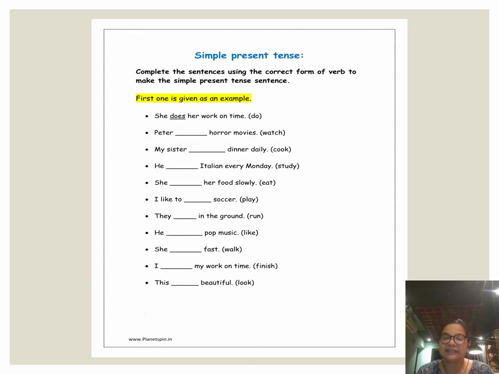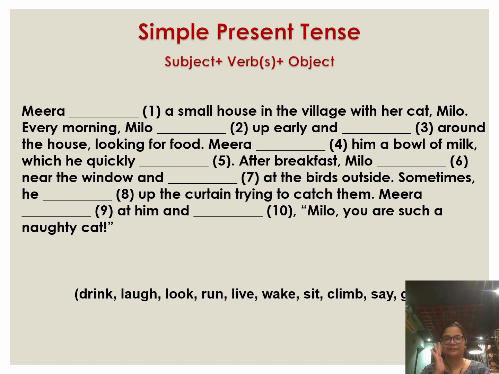They run in the ground. He likes pop music. She walks fast. I finish my work on time. This looks beautiful. So according to the first person or second person, singular or plural, or third person singular or plural, our verb changes in simple present.